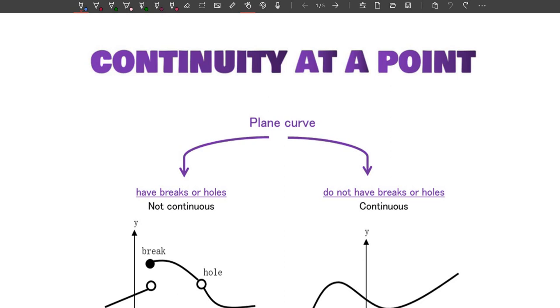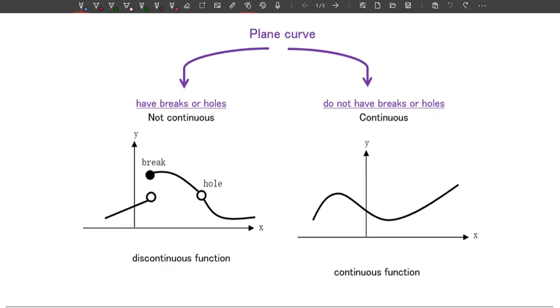On a plane curve, we have two conditions here. Let's say for this one, we have a break, which means it is separate here. It's not continuous. And a hole is one like this. The dotted is a hole. There is no fill inside the bullet, so that's what we call a hole. And for this one, it does not have any breaks or holes, and thus this is a continuous function.